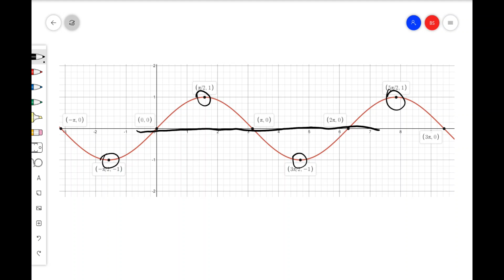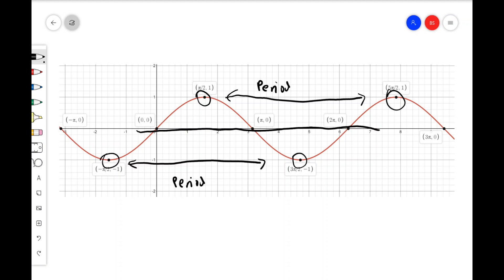Based on this, we can define the period of a function as the distance between one peak to the next, or from one trough to the next. As you can see, the distance between the two peaks and the distance between the two troughs are both 2 pi, which shows that the period of this function is 2 pi.